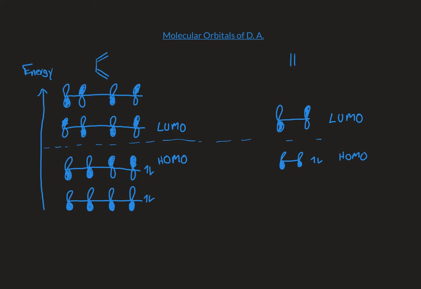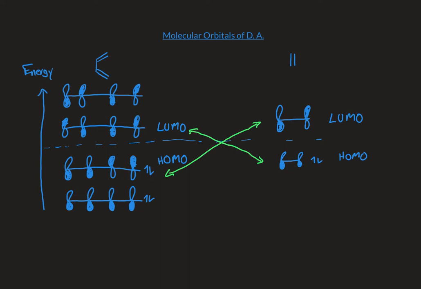And so for the Diels Alder, we're considering the HOMO of the diene with the LUMO of the dienophile and the LUMO of the diene with the HOMO of the dienophile. And these work because the phases line up.